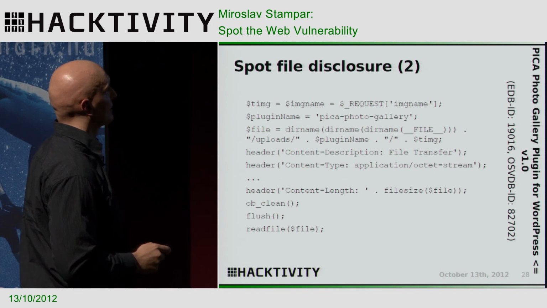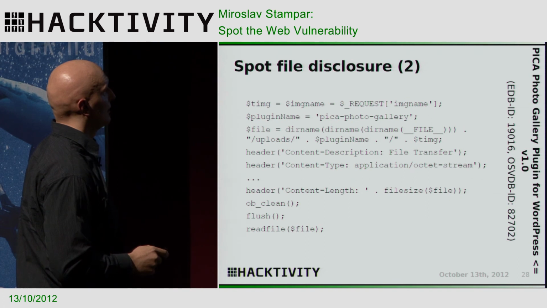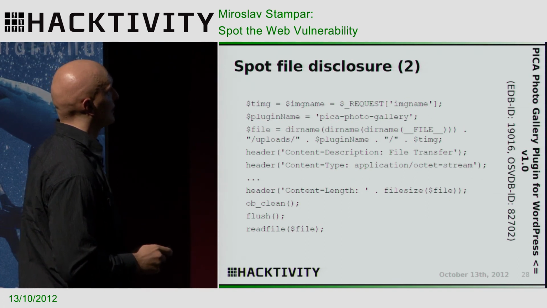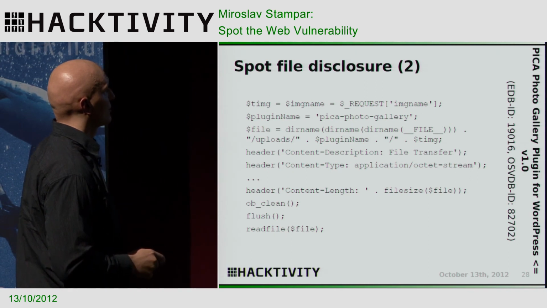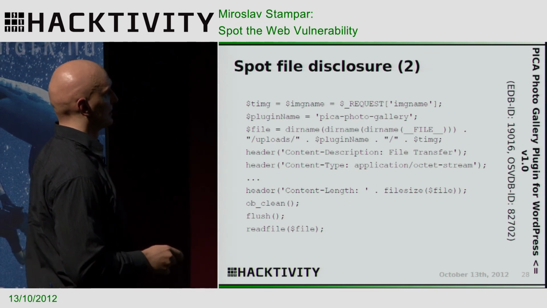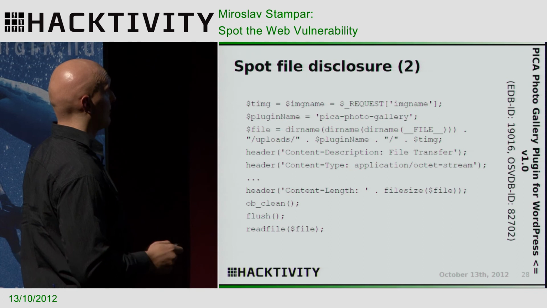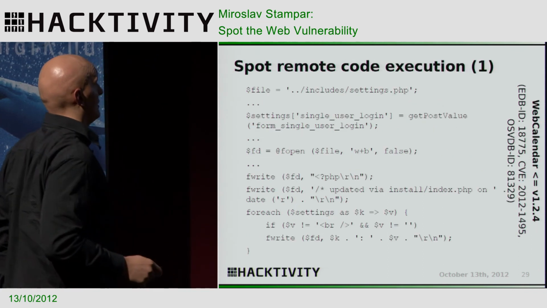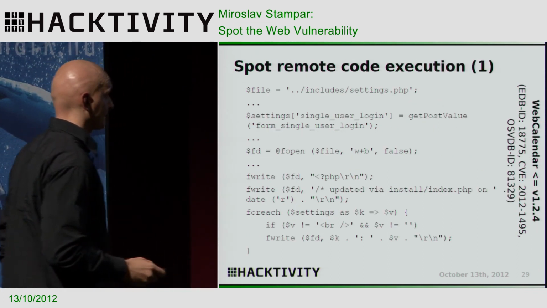Request parameter value, which could be GET or POST, called image name, is just appended to some predefined directory name. And that same file is read here and displayed as the result of that same web page request. Remote code execution.